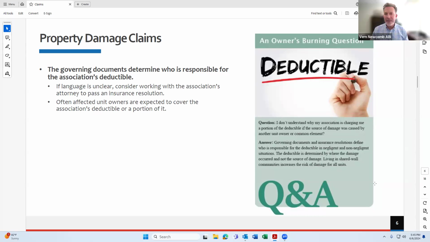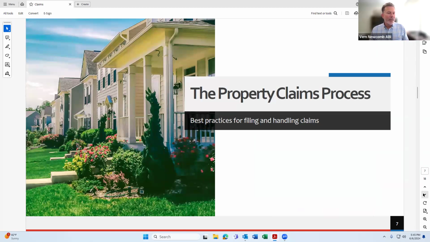Any other questions on this? So that's how a policy is set up and why it's set up that way and how deductibles work. Now we're going to talk about the property claims process and the best practices for filing a claim.